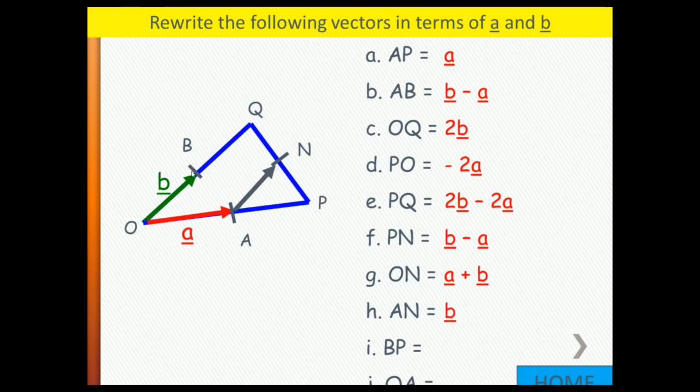BP, I can go B, and then I'm going QP. So it's the opposite of this. So it'll be plus 2A minus 2B. So B plus 2A minus 2B is going to give me 2A minus B. And last but not least, QA is going to be from there to there. A couple of ways to do it. I can go minus 2B plus A.